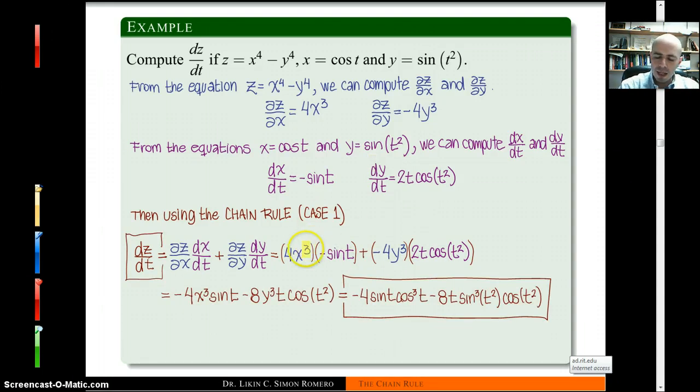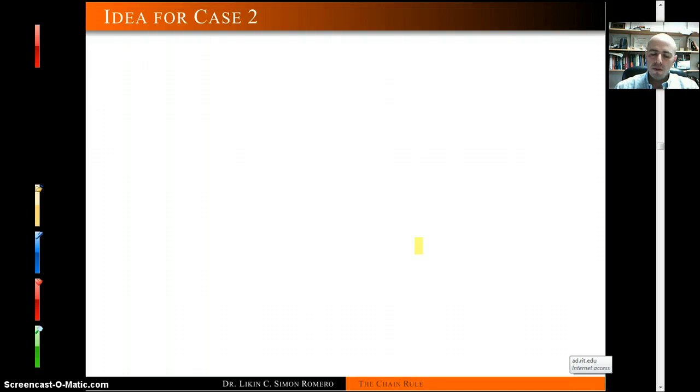Notice that in this particular case, plugging in x and y is fairly easy, so I just did it. Sometimes plugging in x and y is going to require a long algebraic expression in order to simplify it. So in a celebration of learning, if you just get to this answer over here, it will be more than enough. So let me give you the idea for case 2.